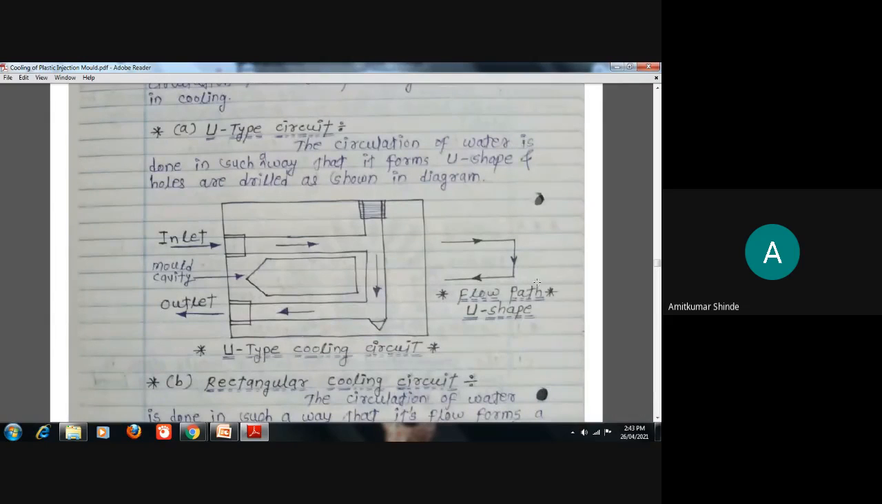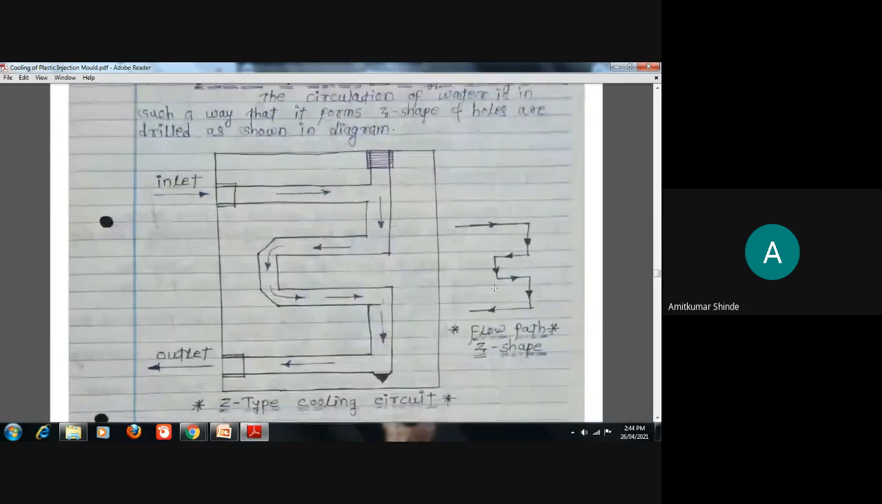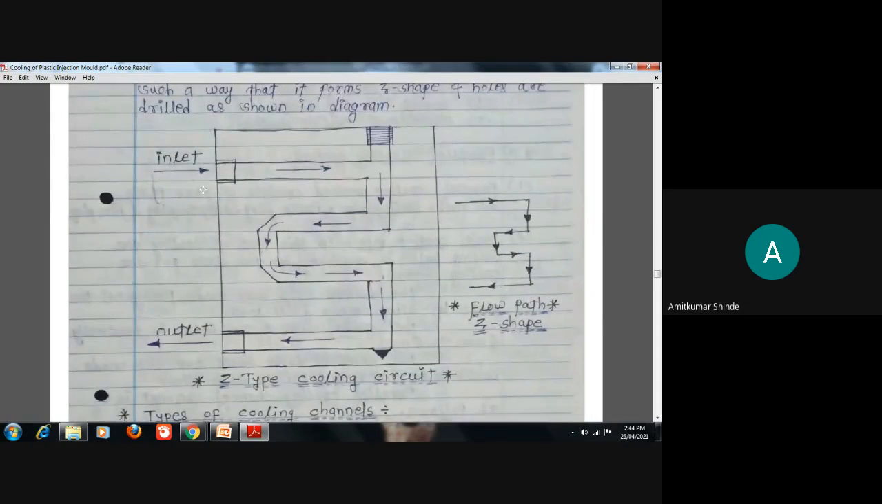So U type cooling circuit, then a rectangular type cooling circuit, and the next is the Z type cooling circuit. This is the third type. Three types are there of cooling integer cavity plate, depending on the path followed by the working fluid: U type, rectangular type, and this is the Z type. Path followed by that fluid is of Z shape. That's why it is termed as Z type cooling circuit.